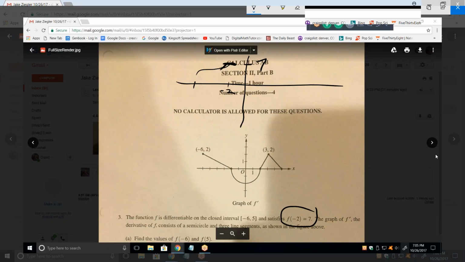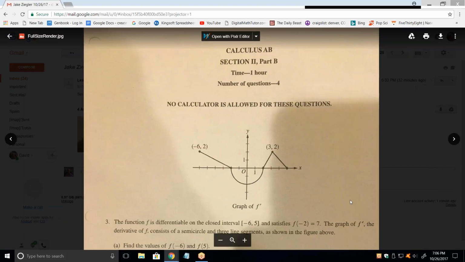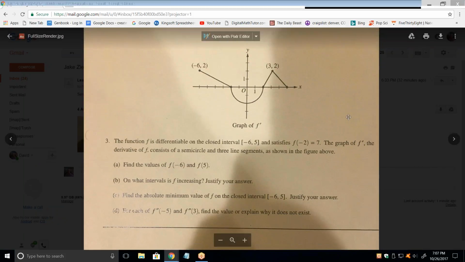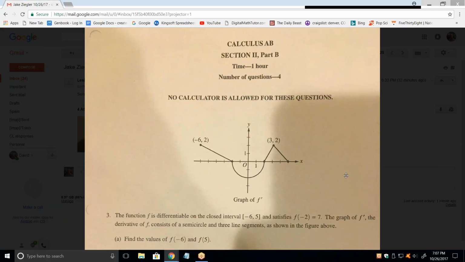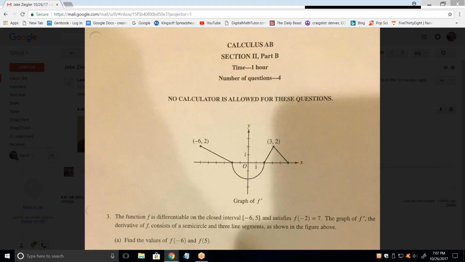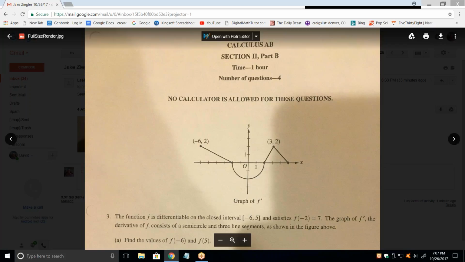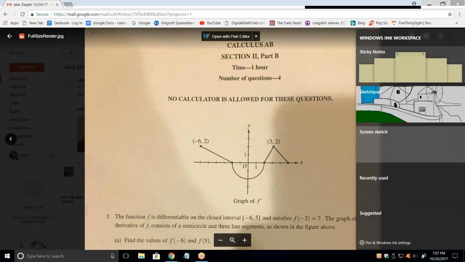Kind of have to work backwards on these. These aren't easy, but you can kind of work it out. Okay, the graph of f prime, the derivative of f, consists of... okay, all right. Hold on a minute. Let me scroll down here and see what their questions are. Find the values of f of -6 and f of 5. Well, let's work with that only.